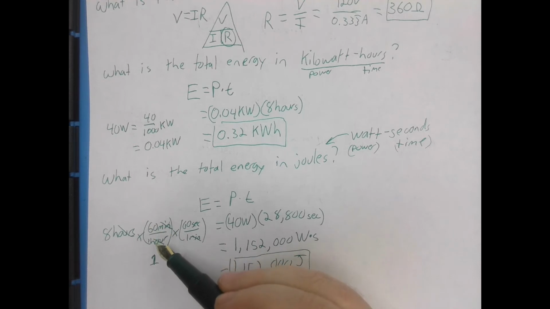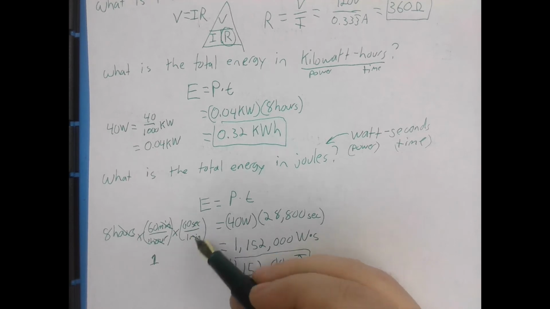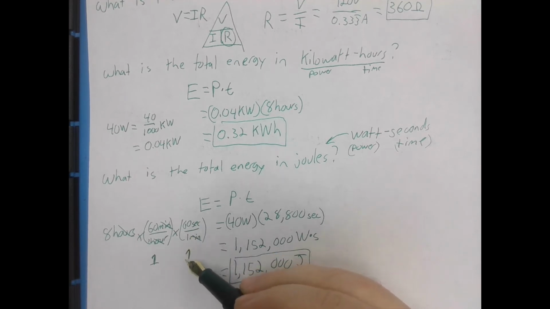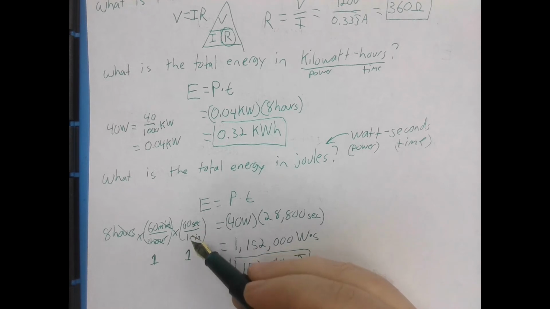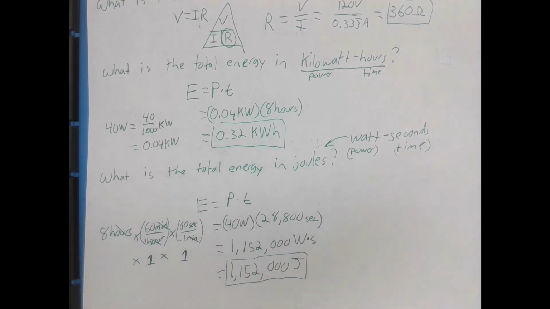So 60 minutes divided by 1 hour is just 1. It's a fancy way of writing 1. 60 seconds divided by 1 minute, since you're dividing two things that are the same thing, it's just 1. And 1 times anything is still the same thing. The only thing we're doing is getting rid of the units.